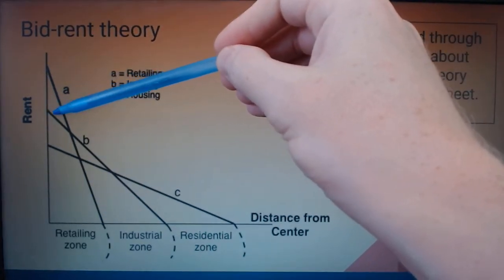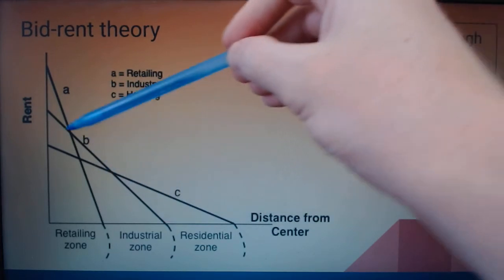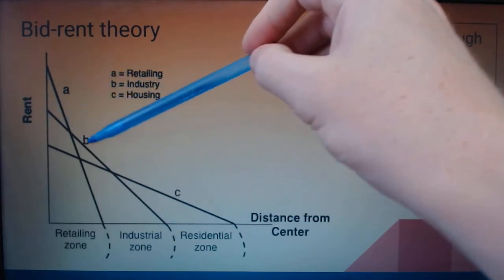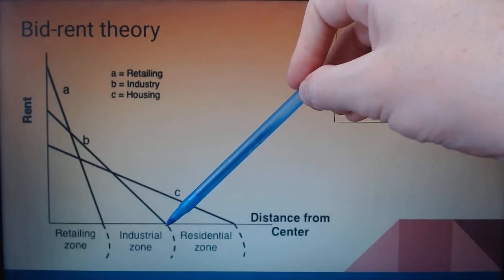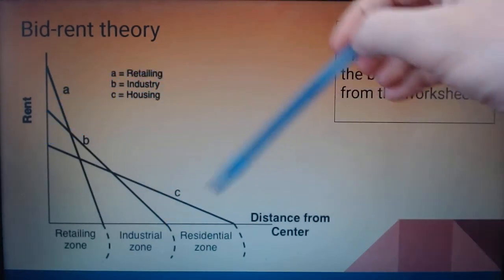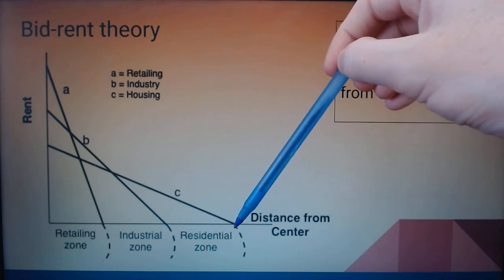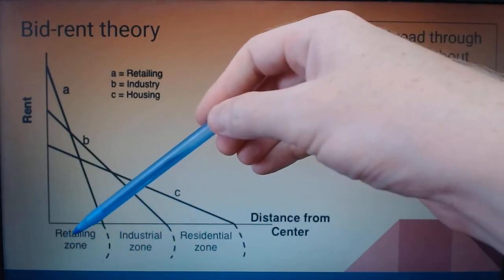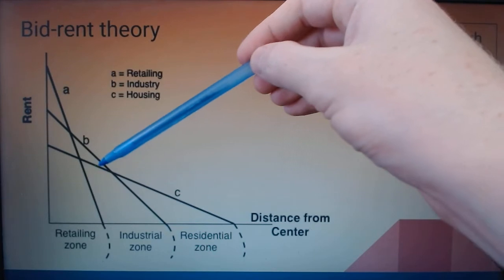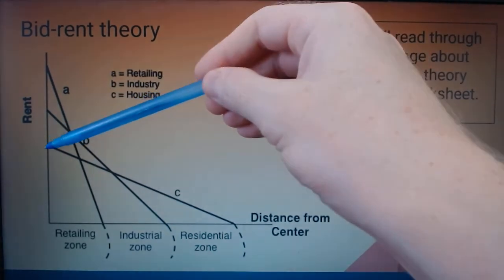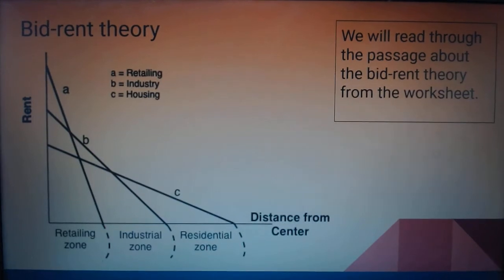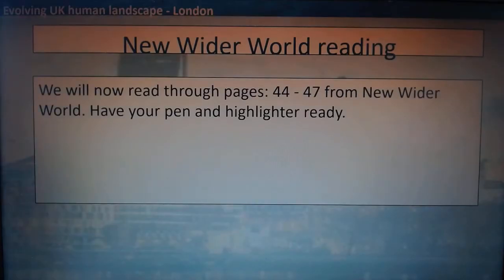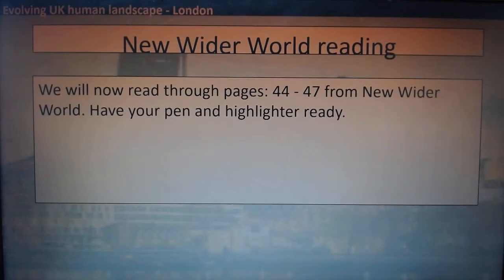Still, if you look at the B line, in the CBD their costs are the highest, but they have a bit more space where they can work a bit further away from the very center. And then residential, residents can be further away, especially because of public transport now. But as you move closer to the CBD, the rent is the most expensive. So what we're going to do is look at a little sheet about bid rent theory, and then we will go back to New Wider World, page 44.